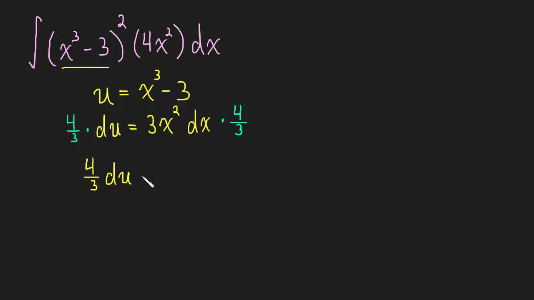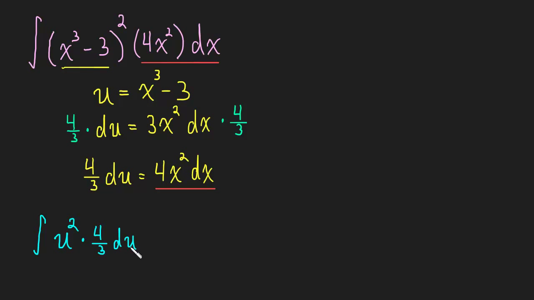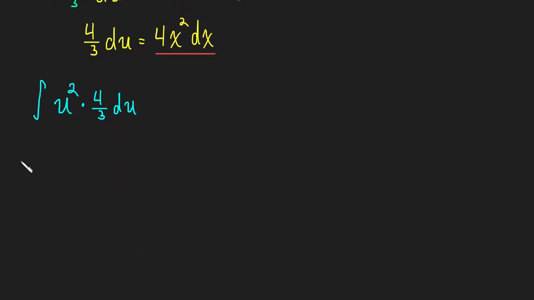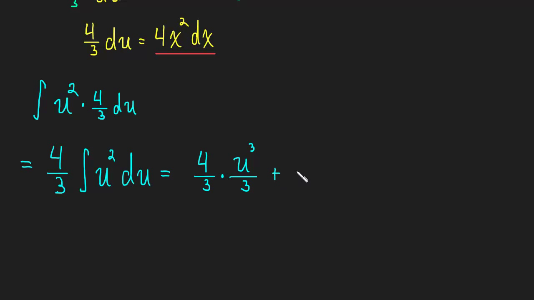So we have 4 thirds du on the left is equal to 4x squared dx on the right. And now we have what we wanted in order to substitute. So this becomes x cubed minus 3, that's u. It's being squared. 4x squared dx, that's 4 thirds du. And now I'm just going to simplify and solve this. So this is equal to 4 thirds times the integral of u squared du, which is equal to 4 thirds u cubed over 3. So we're going to add 1 to the exponent, divide by that exponent, and of course add c.